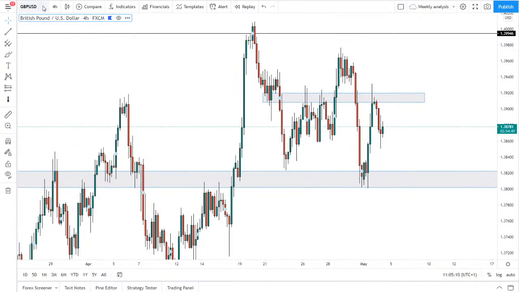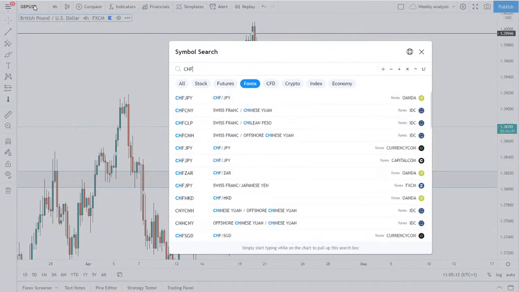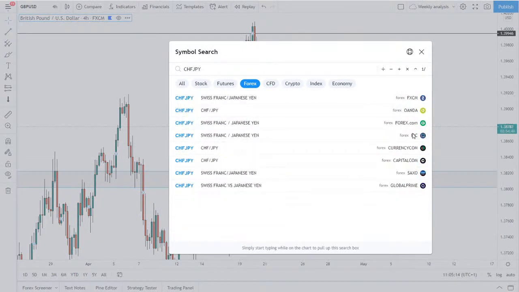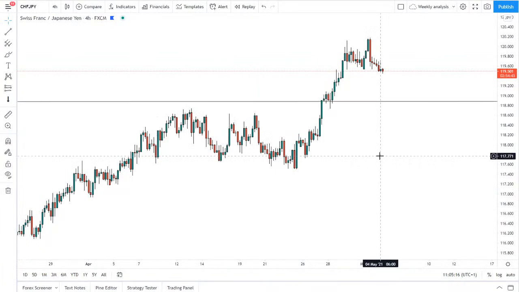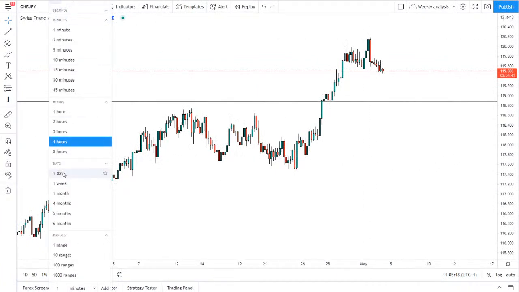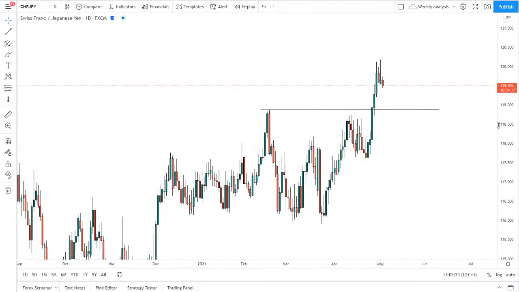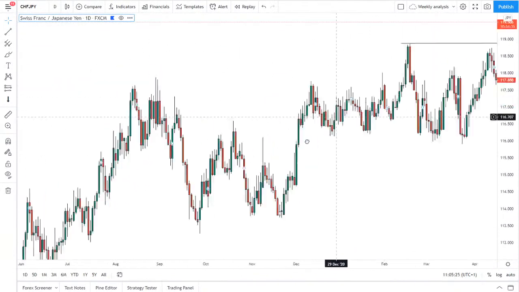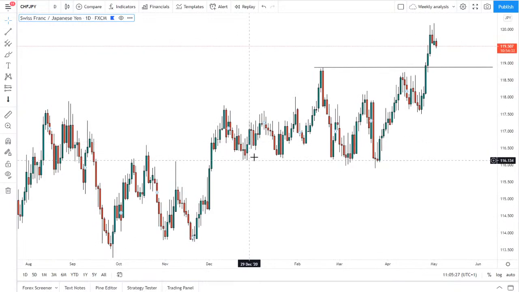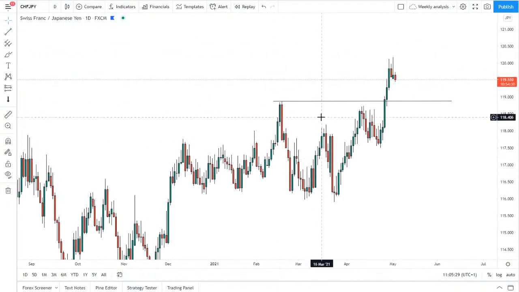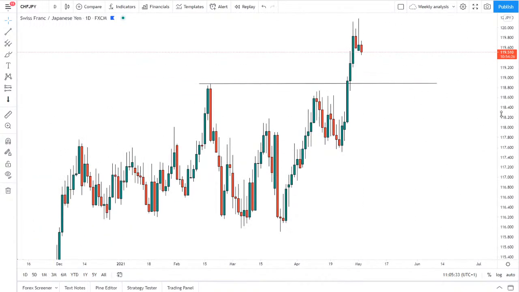Yeah, we'll take a look at Chfjpy right now. Okay, so Chfjpy for this pair, I believe we did see a nice push to the upside, clearing those highs. So Chfjpy is still very much in a bullish market here on the daily. Yeah, this is the daily time frame. I believe last week we did clear those highs there.